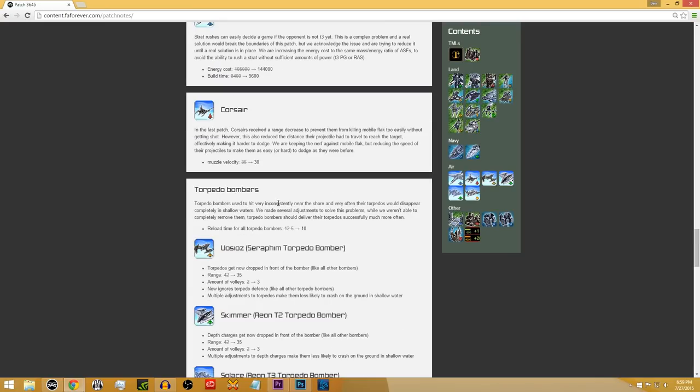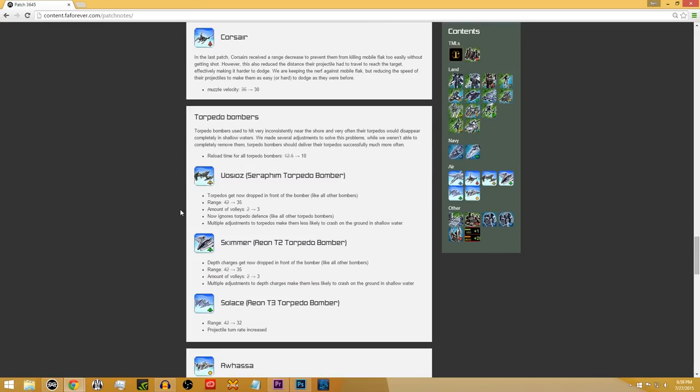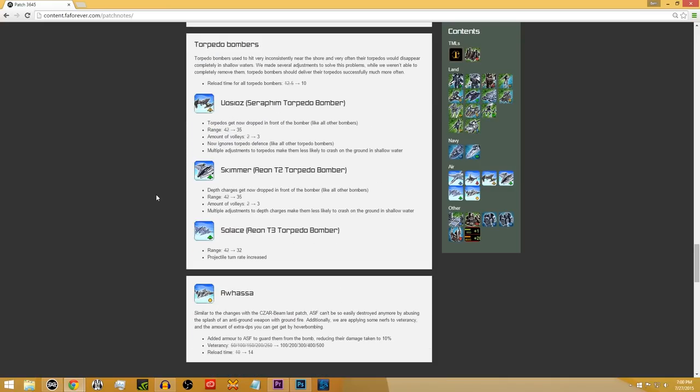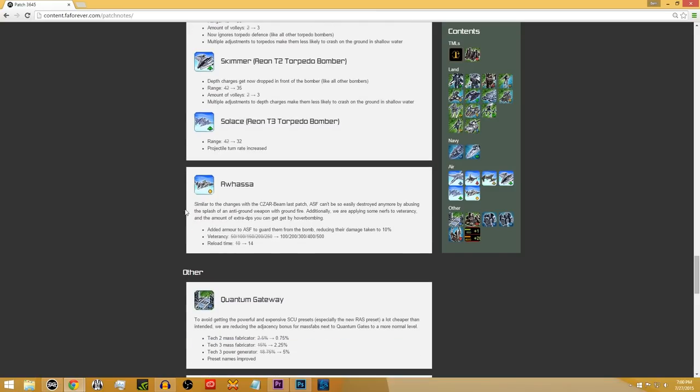Fixes for the torp bombers. I'm not going to go over all of them. Basically, you just need to know that the Seraphim torpedo bomber no longer sucks. And then the Solus and Skimmer both have minor tweaks to how they behave to make them hit more reliably. The Awasa gets the same nerf as the Czar beam had.